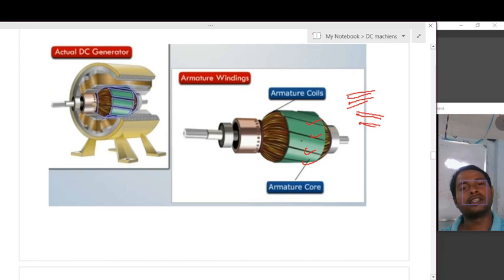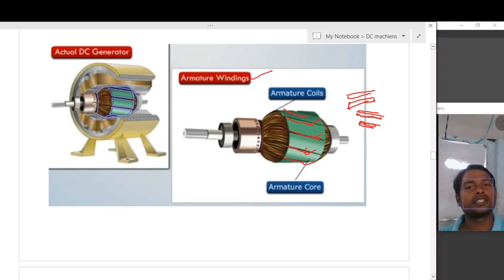whenever the rotor is rotating, to reduce the mechanical vibrations we should skew the slots. Mechanical vibrations will be reduced by skewing the slots. So we should not place the slots in parallel. We should place the slots in a skewed manner so that we can reduce the mechanical vibrations.